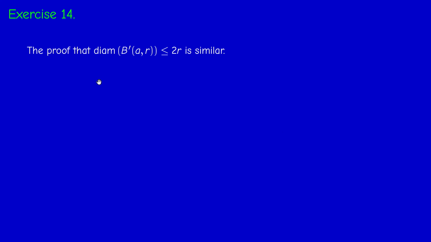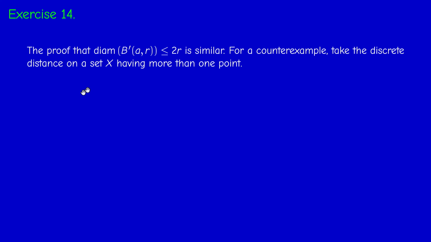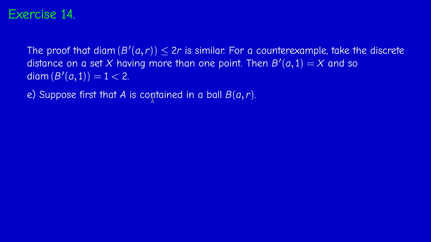Now for the diameter of B prime, it's the same proof, triangle inequality, and here's the counterexample. Same thing, take the discrete distance on a set having at least 2 points. So the diameter of X in this case is 1, because any 2 distinct points are at distance 1. Now we know from section 1.1 in the examples that B prime, the closed ball of center a and radius 1, is the whole space. And so the diameter of the closed ball is 1, whereas twice the radius is 2, so we don't have equality.